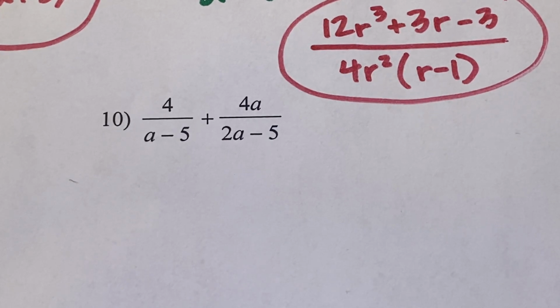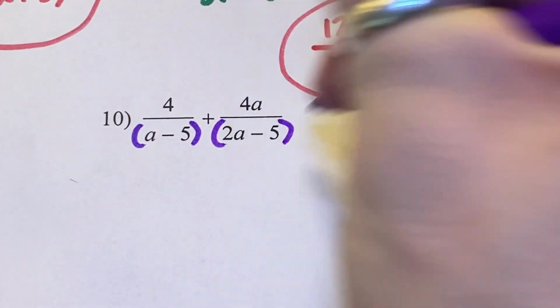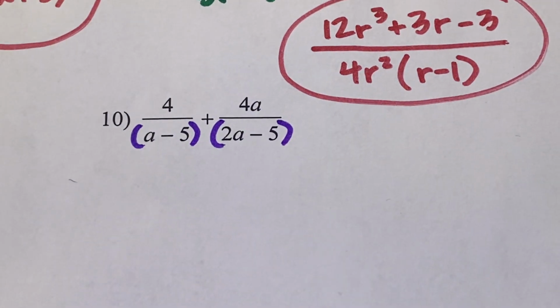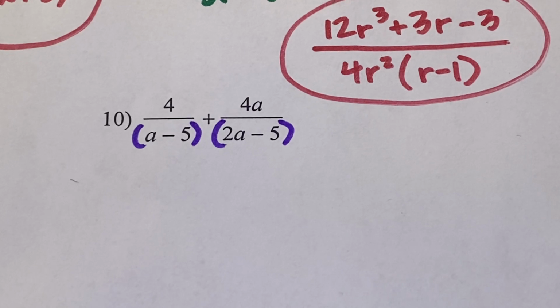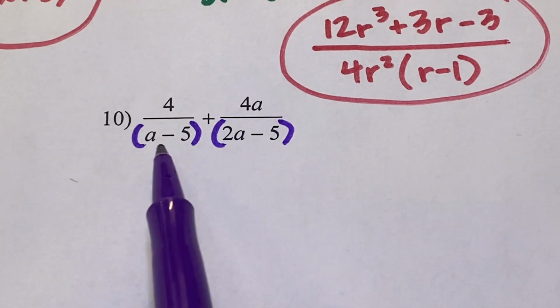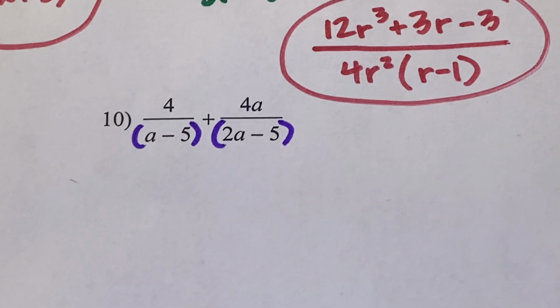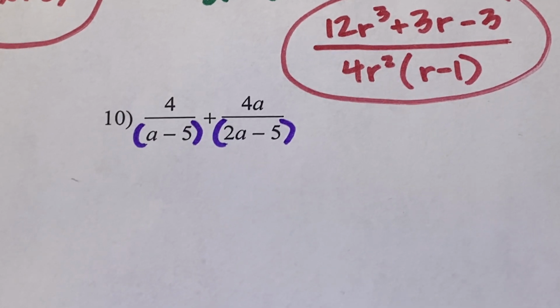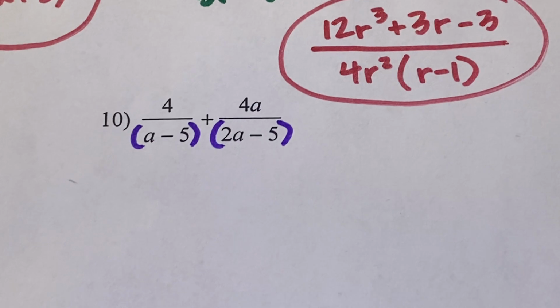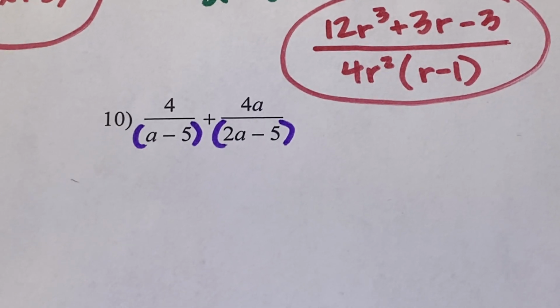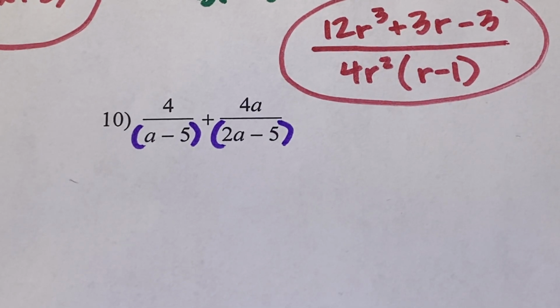Now, this one might throw you off a little. My two denominators, a minus 5 and 2a minus 5. Do they have anything in common? Yes, minus 5, everything besides the 2. That's what's going to throw you off. You're going to say a minus 5 is the same as a minus 5. I agree, but it's not the same piece. It has to be the exact same piece. So that actually makes it easy on us.